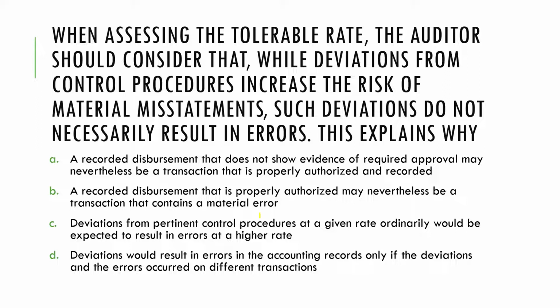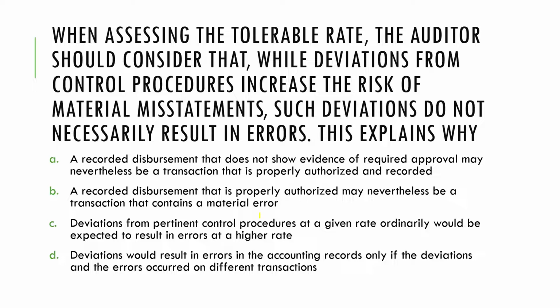Or letter B, a recorded disbursement that is properly authorized may nevertheless be a transaction that contains a material error. So letter B is kind of like the opposite of letter A. There is a disbursement bearing all of the required signatories for approval, but it might actually result in a material error. Letter C, deviations from pertinent control procedures at a given rate ordinarily would be expected to result in errors at a higher rate, but actually letter C is not true, because not all deviations would result in misstatement, so it is not ordinarily expected to behave this way. Or letter D, deviations would result in errors in the accounting records only if the deviations and errors occurred on different transactions, but we know that the accounts are interrelated. So even if these are on the same or different transactions, it might still yield errors.